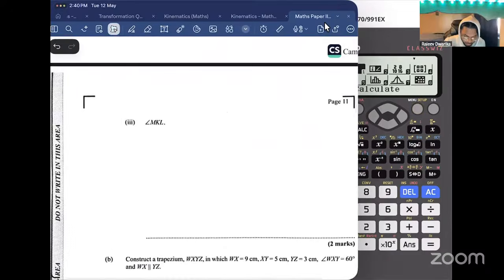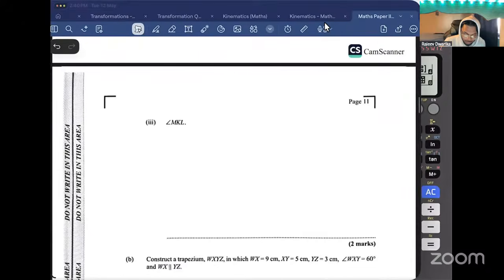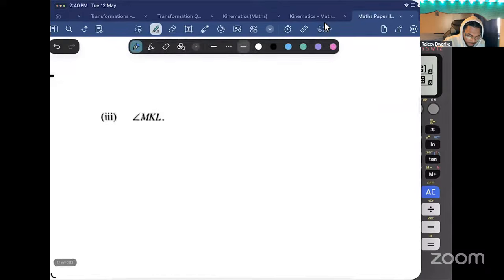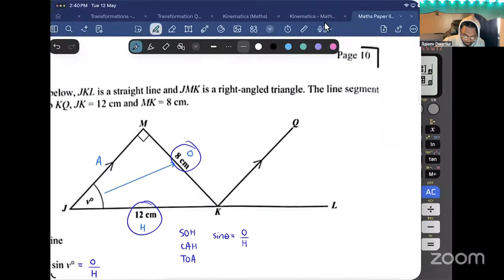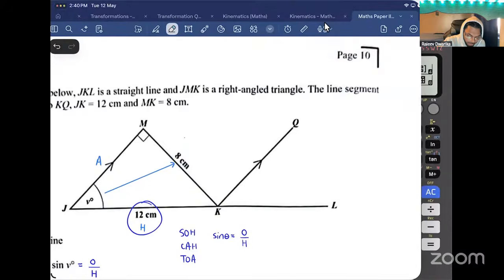Good. We'll continue. So they want me to find angle MKL. MKL, that's the angle K they're talking about. Always the angle in the middle, right? MKL. So here, to answer this question, I'm quickly going to connect, I could connect M to Q.